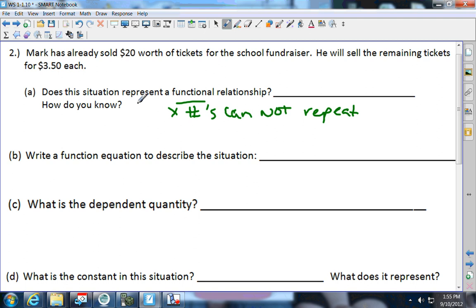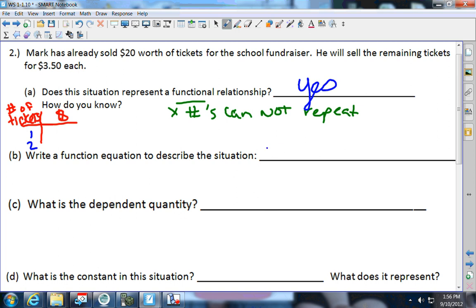Okay, so what is Mark trying to do? He's trying to sell tickets. So this is the number of tickets, and this is the amount of money. Well, can the number of tickets repeat? Can you sell one ticket and one, like 1, 1, 2, 2? No, you are going to sell one ticket, 2 tickets, 3 tickets. So yes, this is a function.